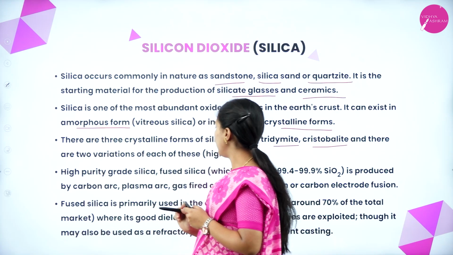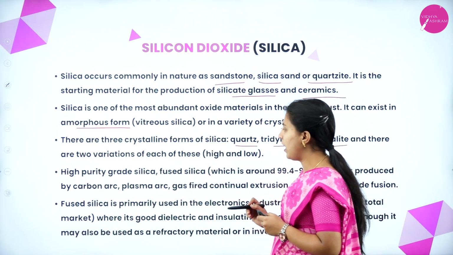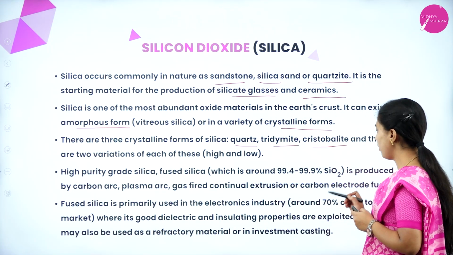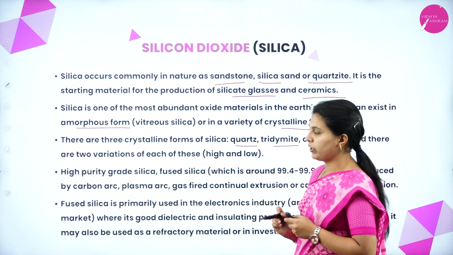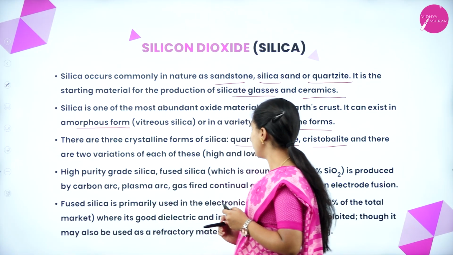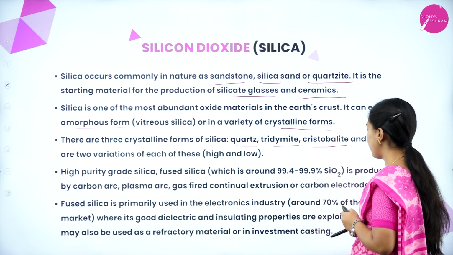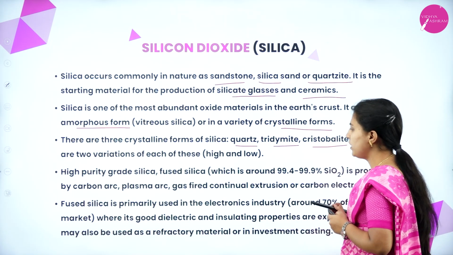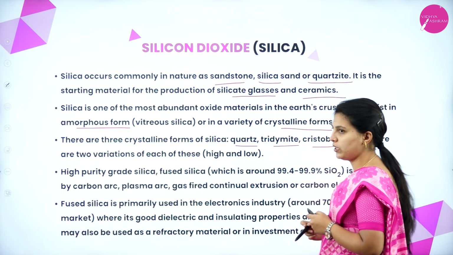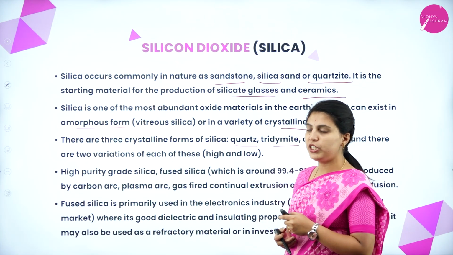High purity grade silica, fused silica, is produced by carbon arc, plasma arc, gas fired continual extrusion or carbon electrode fusion. Fused silica is primarily used in the electronics industry, where its good dielectric and insulating properties are exploited, though it may also be used as a refractory material or in investment casting. This is where silica will be much used.